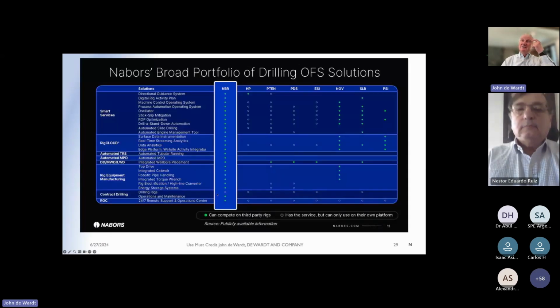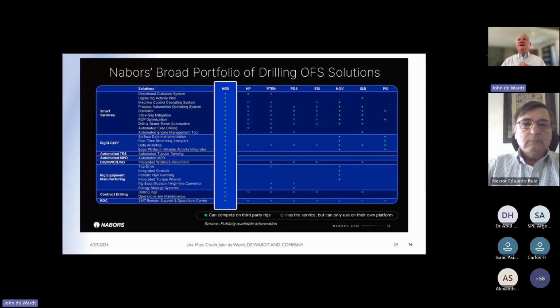And here's an interesting slide that they presented in a recent industry presentation of their portfolio of solutions, and they put in other ones as well. Now, I'm not going to say they're 100% correct, but it looks pretty accurate to me. So Nabors shows that they're basically offering solutions. The green dots are ones that can compete on third-party rigs. So here's a drilling contractor offering smart services, offering rig cloud, offering automated systems that can run on not only their own rigs, which is very traditionally how things have been developed, but also on third-party rigs.